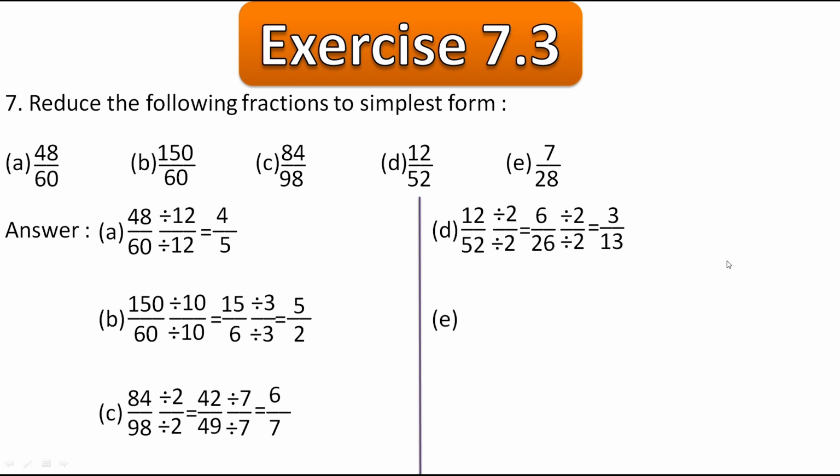Next one is E, 7 upon 28. Okay, as you all know that 28 is present in the table of 7, so I'll divide this directly by 7. I got the answer as 1 upon 4. So this is the simplest form of the fraction 7 upon 28. Okay, now let's move to the next question, that is the 8th one.